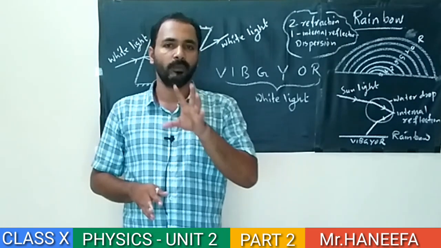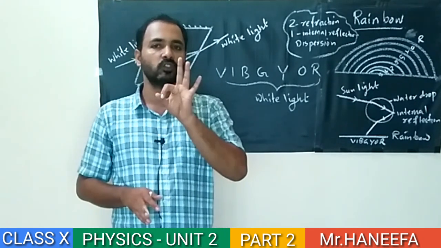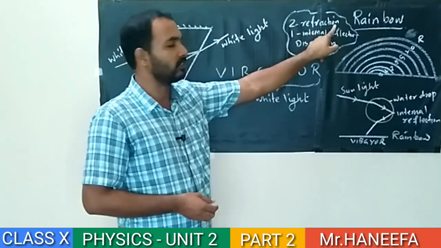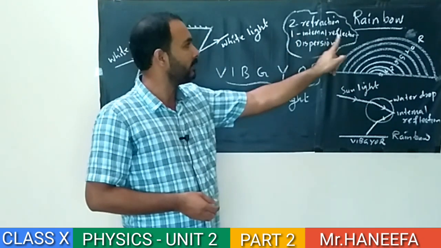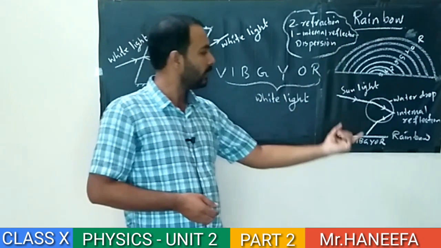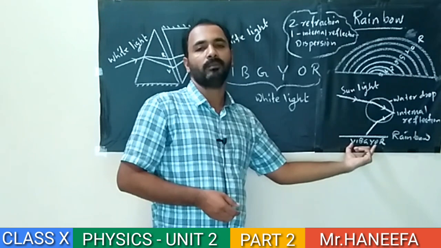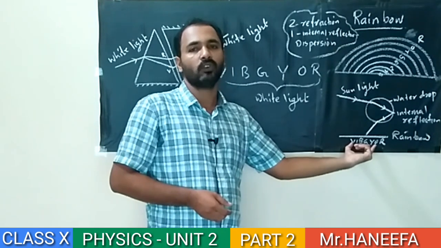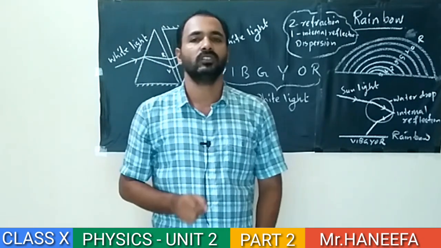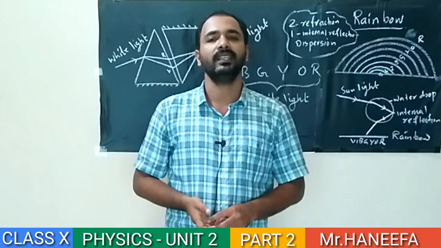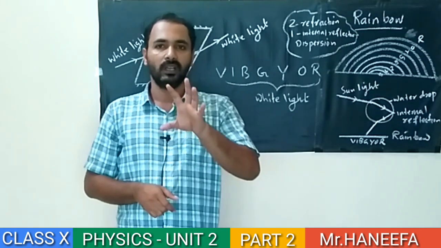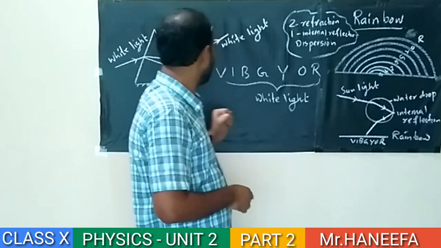In the formation of rainbow, it undergoes three processes. First process is two refractions. Second is one internal reflection. Third is dispersion. Thus, a rainbow is formed. This is the formation of rainbow. Formation of the rainbow is the application of the dispersion of light. Clear? So now we discussed two concepts.